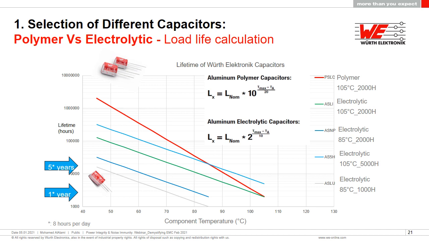The life of a polymer is considerably higher than that of an aluminium electrolytic. So if you can afford to use a polymer, then I would say it's a no-brainer. It's definitely a much better technology, a more reliable technology than aluminium electrolytic.